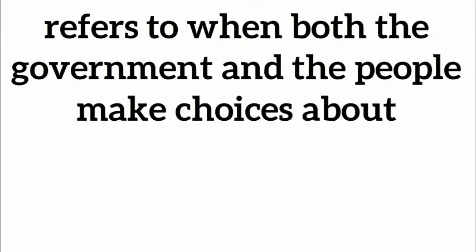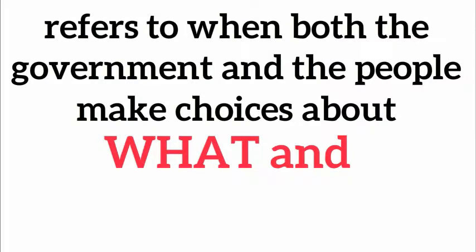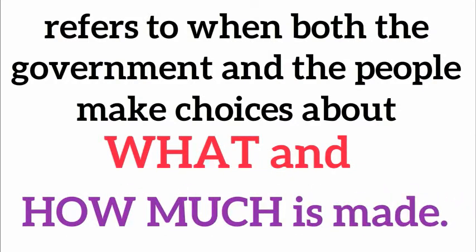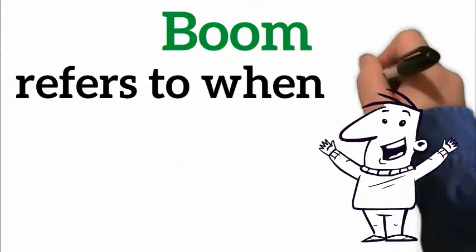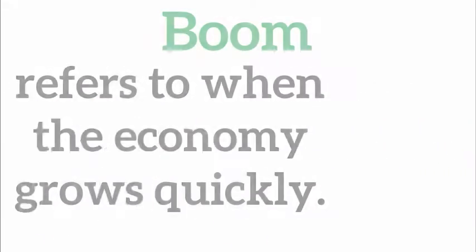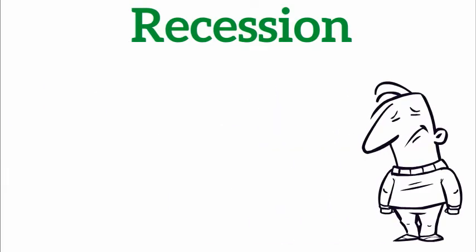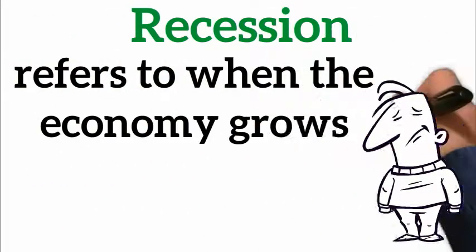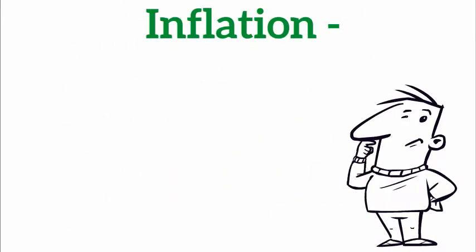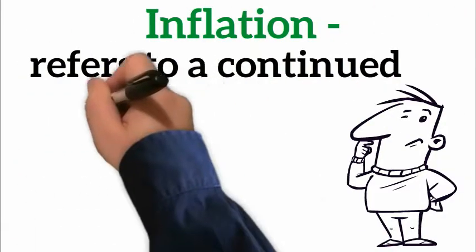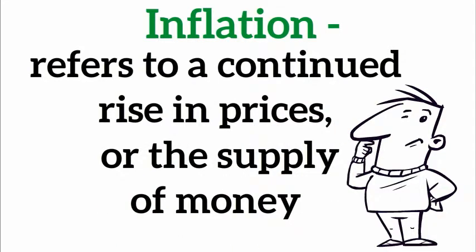Mixed economy refers to when both the government and the people make choices about what and how much is made. Boom refers to when the economy grows quickly. Recession refers to when the economy grows very slowly and shrinks. Inflation refers to a continued rise in prices or the supply of money.